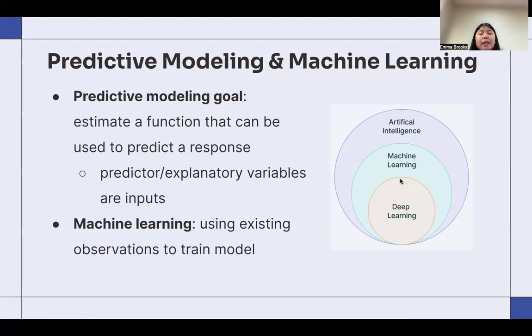And I will be using both of those techniques. And machine learning can help us achieve the goals of predictive modeling. Machine learning is an area of artificial intelligence that uses existing observations to train a model and make predictions on unseen data. So we have existing patient data already that we are training our model with, but we are hoping that our model can perform well against new patient data.